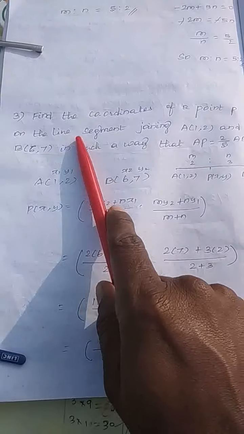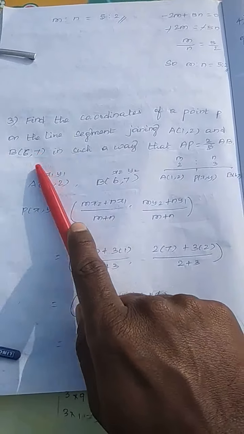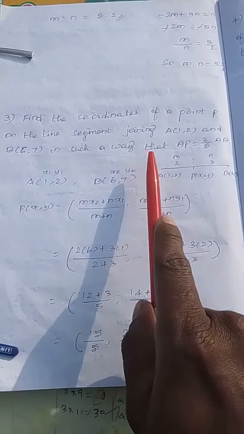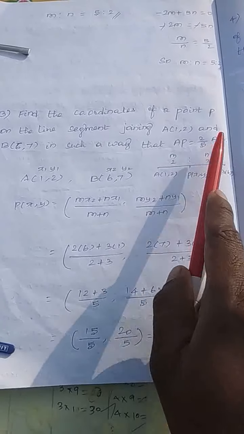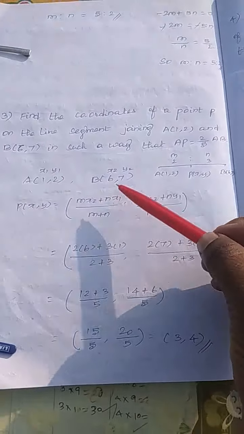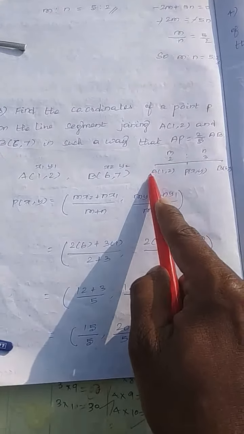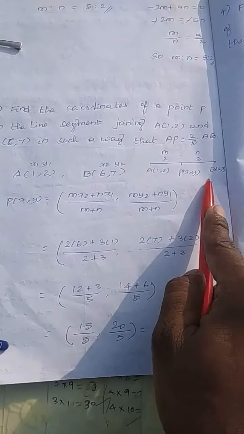Okay student, now question number 3. Find the coordinates of the point P on the line segment joining A(1, 2) and B(6, 7) in such a way that AP equals 2/5 of AB. Now A equals (1, 2), B equals (6, 7). I take a number line, here A, here B, with 1, 2 and 6, 7.